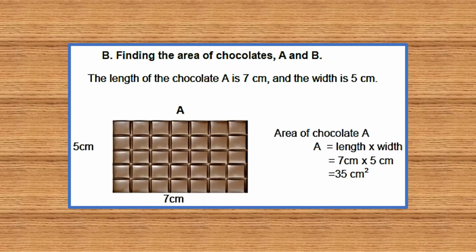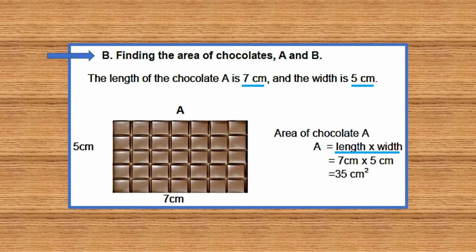And now kids, we're going to find the area of chocolates A and B. The length of chocolate A is 7 centimeters and the width is 5 centimeters. So the area of chocolate A, here's the formula. Area is equal to length times width. So let's apply. Area is equal to 7 centimeters times 5 centimeters.